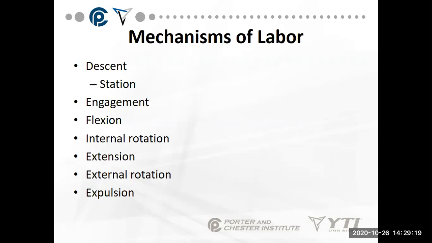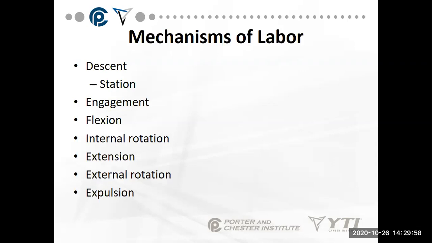The station describes the level of the presenting part, usually the head, in the pelvis. The station is estimated in centimeters from the level of the ischial spine of the mother's pelvis. So it's going to start at a zero station. The minus stations are above the ischial spines, and the positive stations are below the ischial spines. As the baby begins to descend, the minus numbers decrease, and the positive numbers are good. It means the baby is getting very close to coming out.